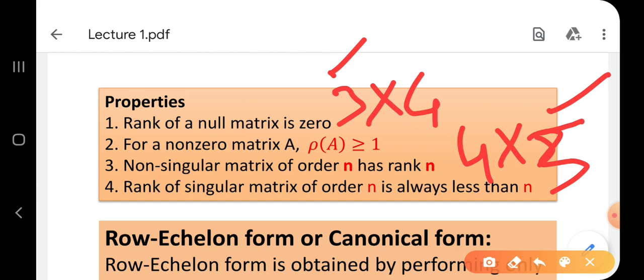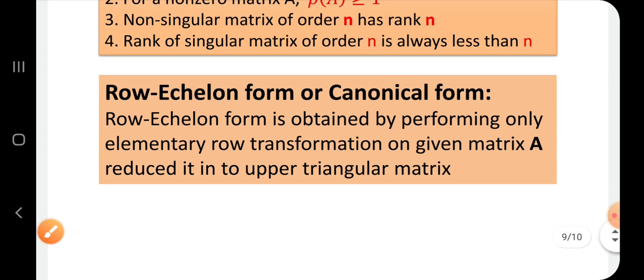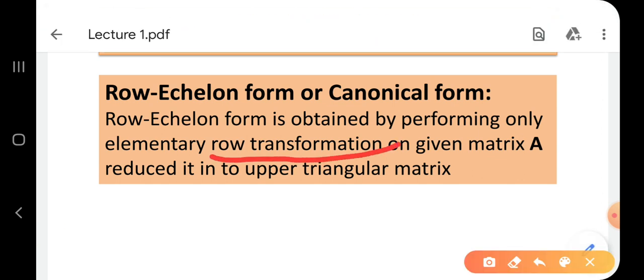Understood? So rank is always less than or equal to the minimum of the number of rows or number of columns. Our next part is the canonical form of a matrix, also called row echelon form. Row echelon form means a matrix which is obtained by using only row transformations and reducing the matrix into an upper triangular matrix. That matrix is called the canonical form or row echelon form of a matrix.